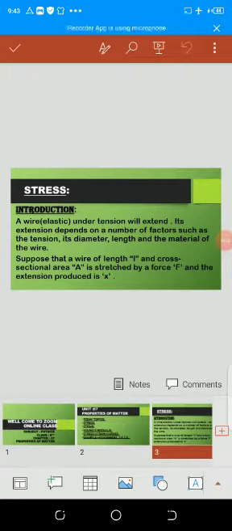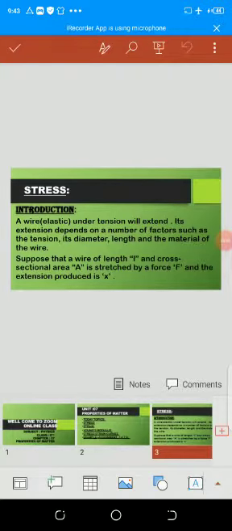Introduction. A wire elastic under tension will extend. Its extension depends on a number of factors such as the tension, its diameter, length, and the material of the wire.